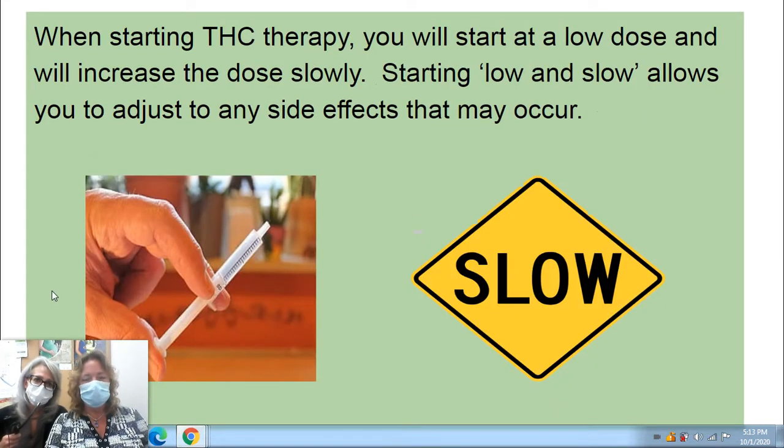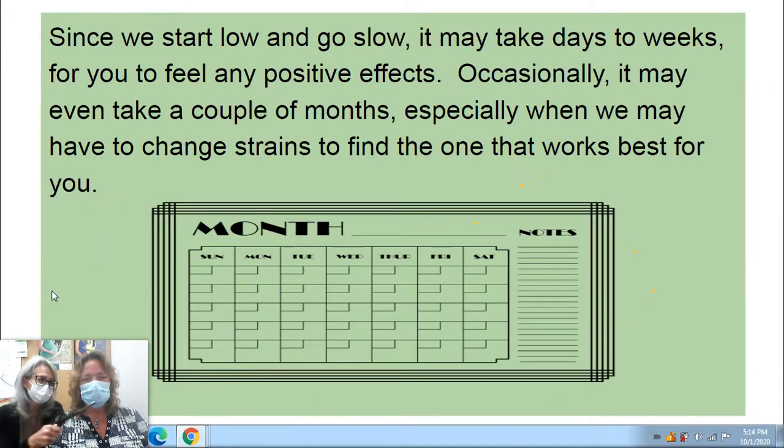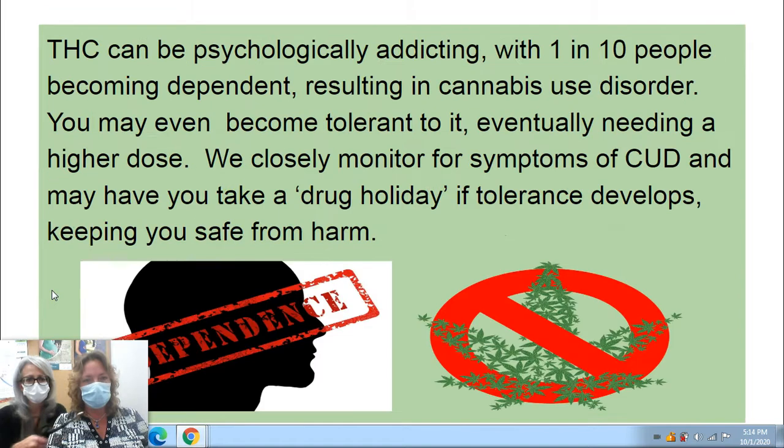When starting THC therapy, you will start at a low dose and will increase the dose slowly. Starting low and slow allows you to adjust to any side effects that may occur. Since we start low and go slow, it may take days to weeks for you to feel any positive effects. Occasionally, it may even take a couple of months, especially when we may have to change strains to find the one that works best for you.